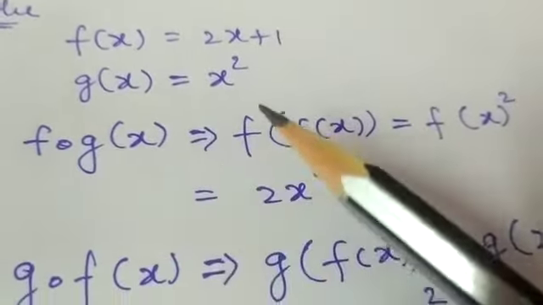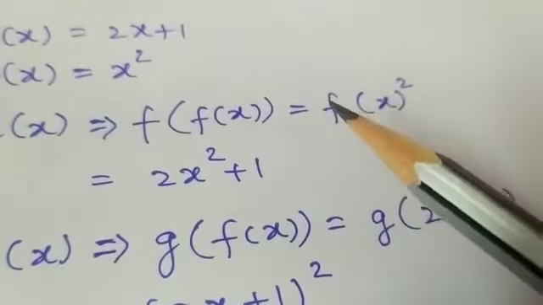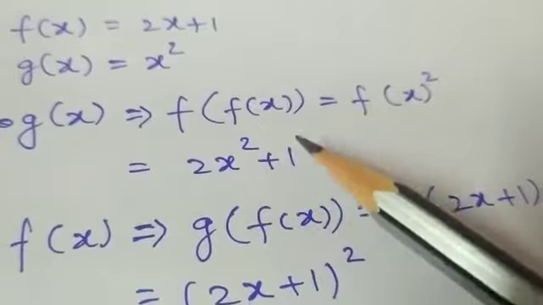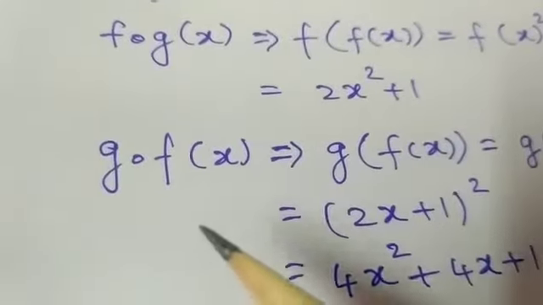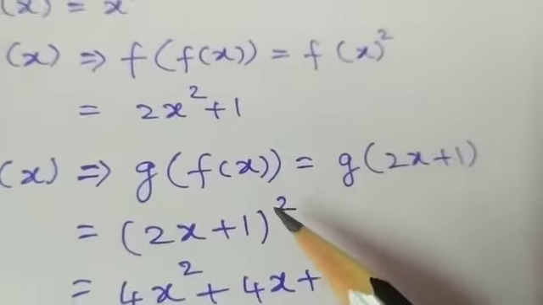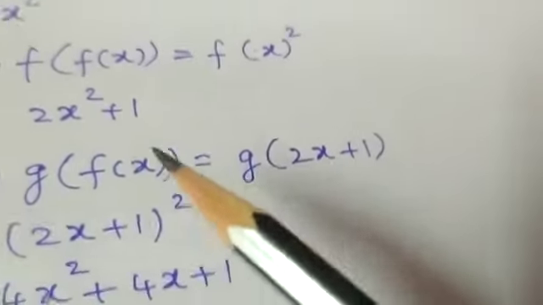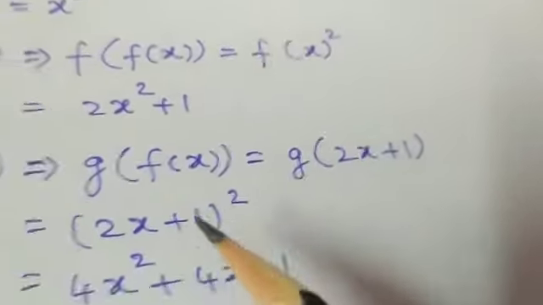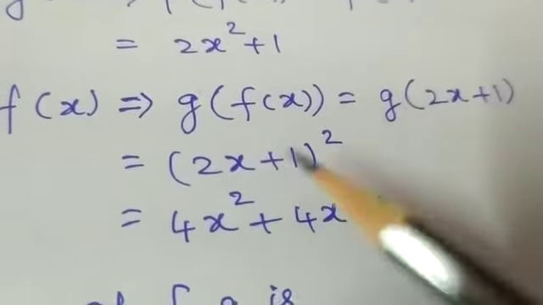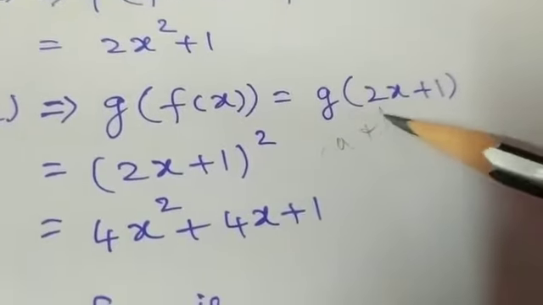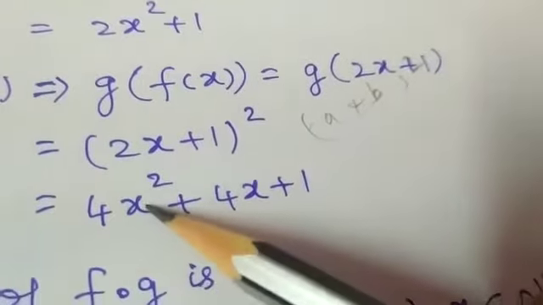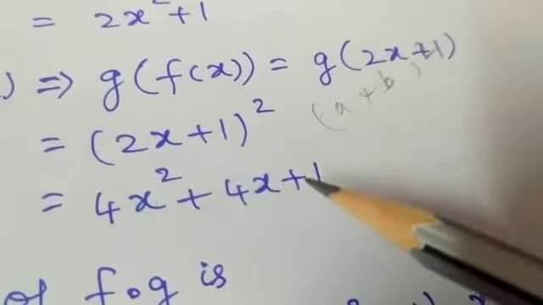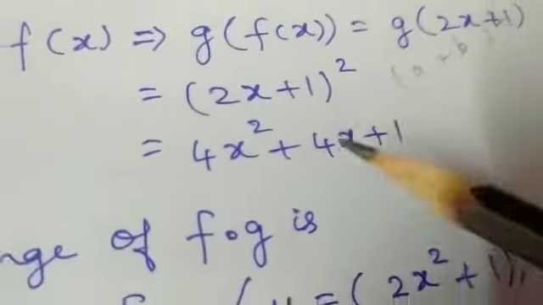(f∘g)(x) = f(x²), that is 2x² + 1. And (g∘f)(x) = g(f(x)), that is equal to, I'm putting this value of f(x) here, I'll get g(2x + 1), that is equal to (2x + 1) whole squared. So here the (a + b) whole square formula, so a² + b², and this is 2ab.